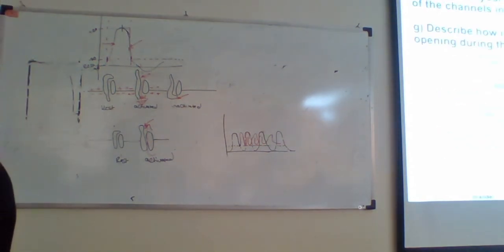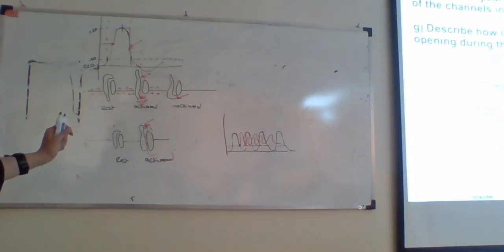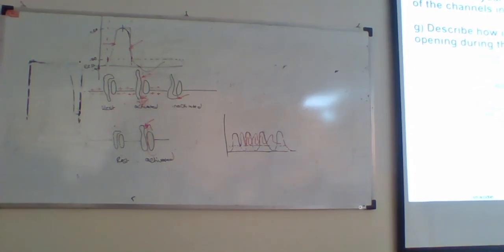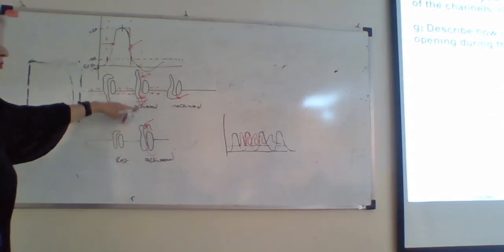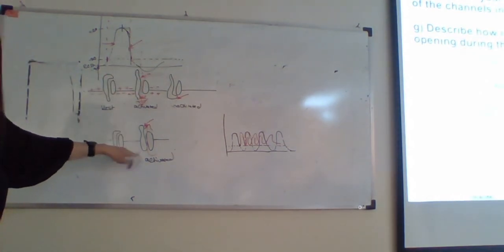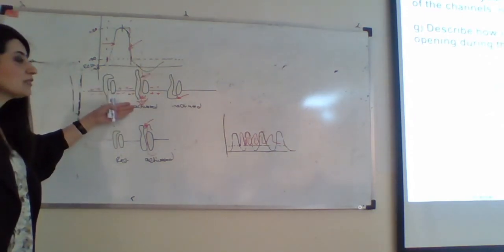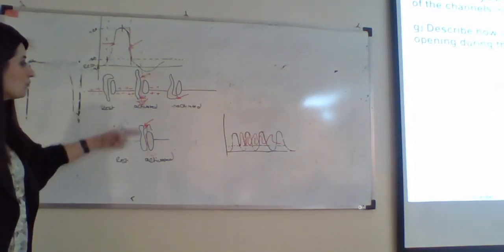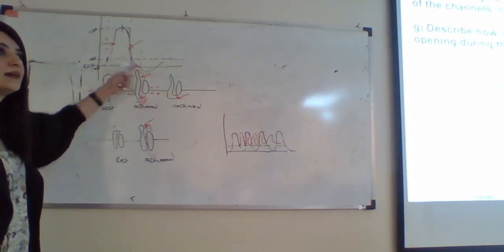Okay, next question: indicate on your diagram the way in which the open probability of the channels involved changes during the action potential. I think we have explained this in detail. Describe how ions move as a consequence of channel opening during the action potential. When the sodium channel is activated, there is inward movement of sodium. When potassium is activated, outflux of potassium will happen. The influx of sodium will lead to depolarization. Outflux of potassium and stopping of the influx of sodium will lead to repolarization.